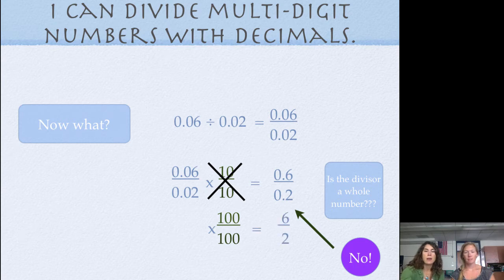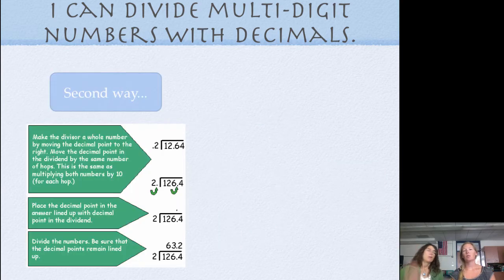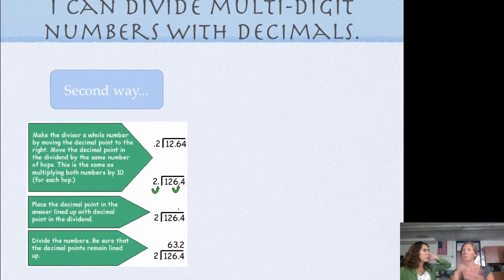What you're doing then is you are just shifting this decimal again. Instead of one place, now two places to get that whole number. And then you're good to go. 6 divided by 2, as you all know, your answer would be 3. So that's the first way, where you can turn it into a fraction.